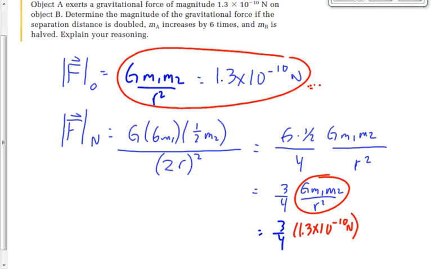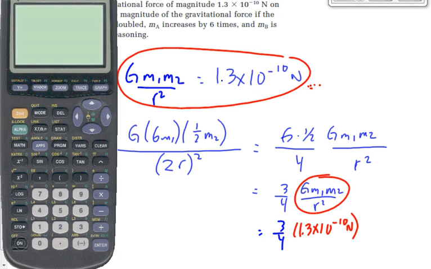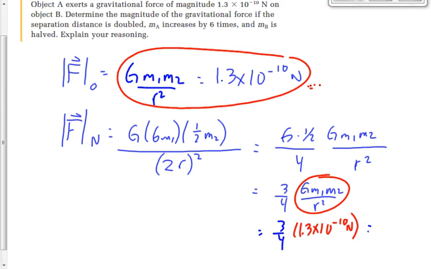We take 3/4 of that, which isn't very hard to do. Say 1.3 times 10 to the negative 10, times it by 3, divide it by 4, gives me 9.8 times 10 to the minus 11. Did you guys follow that?